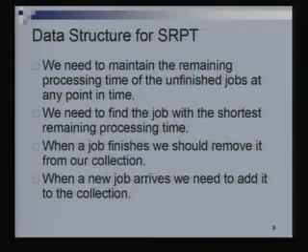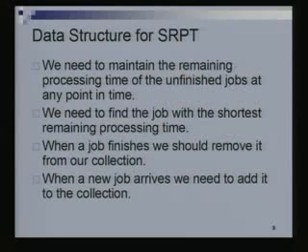But if you were to implement this kind of a policy, what kind of a data structure would you need? That's what we are going to look at. So first, we somehow need to maintain the remaining processing time of the unfinished jobs, the jobs that have not been completely finished. They are still with us. They still need to be scheduled for some period of time. We need to maintain that collection. Amongst these jobs, we need to find out the one which has the shortest remaining processing time, because we need that so that we can schedule the job according to the rule that we are following.